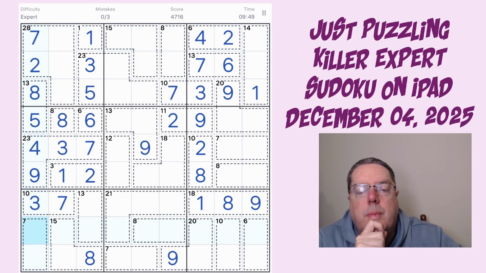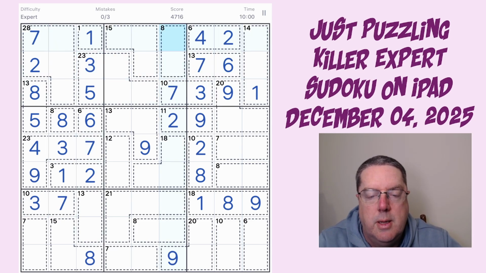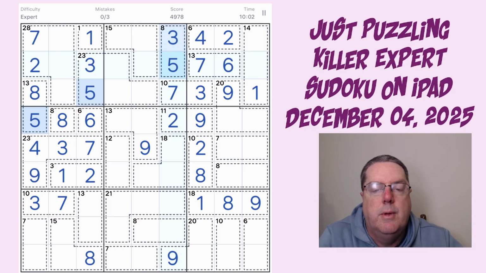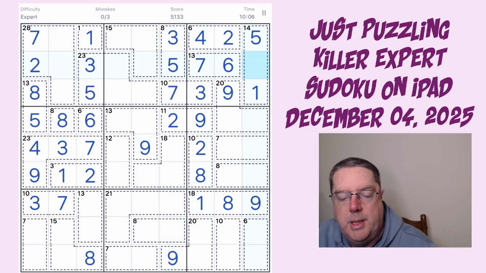1, 7, 2. So this can't be a 2 6 because the 2's there. Can't be a 7 1, so it's going to be 3 5. 3 is there, leaving this to be a 5. 5 comes across here, so this is a 5 here, leaving this to be an 8.